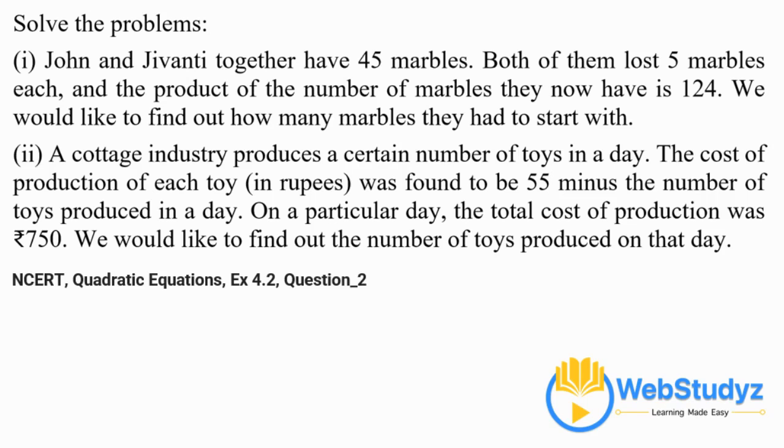Now move on to the second question. A cottage industry produces a certain number of toys in a day. The cost of production of each toy in rupees was found to be 55 minus the number of toys produced in a day. On a particular day, the total cost of production was 750 rupees. We would like to find out the number of toys produced on that day. So let's start the solution.